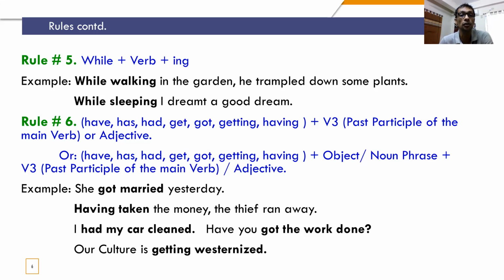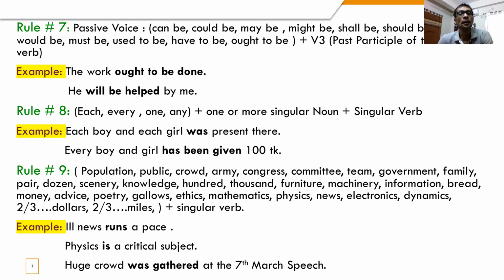So getting, when you use this verb, the object will become an adjective, or it can be called a past participle of the main verb. Okay, so let's get going and go to the next slide. Rule number 7, passive voice, especially when you use the modal auxiliaries like can be, could be, may be, might be, shall be, should be, would be, must be, used to be, have to be, ought to be, then of course past participle of the main verb will have to be used. Look at the example. The work ought to be done. He will be helped by me.